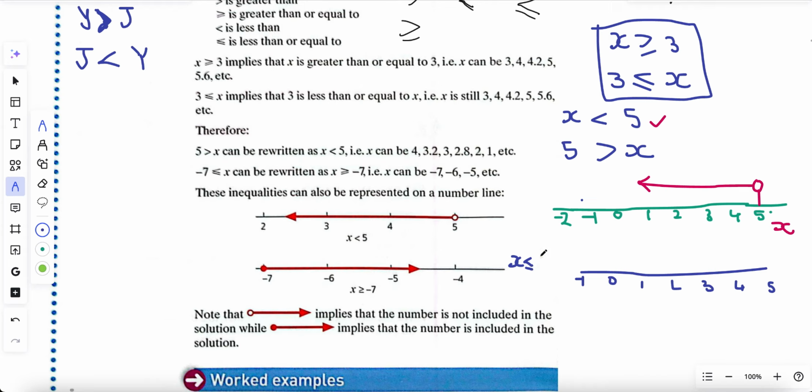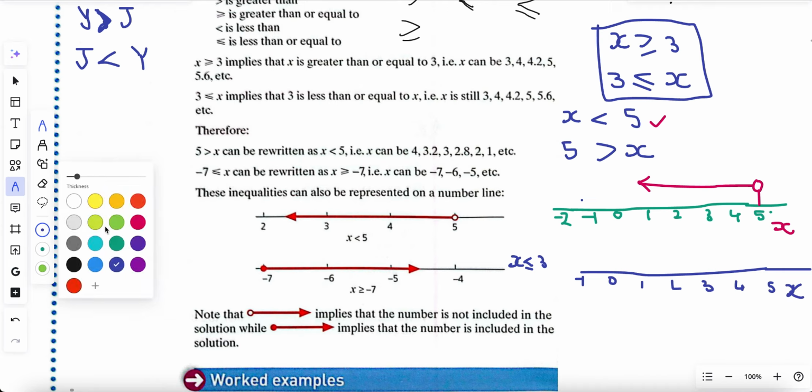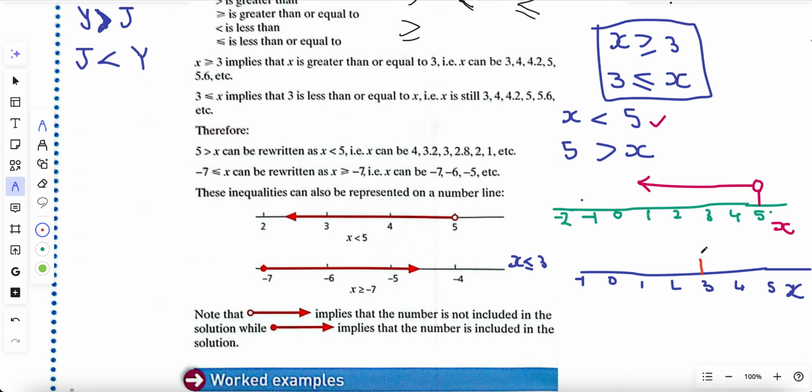How do you show it in a number line? This inequality, how do we show it in a number line? We say x is lesser than or equal to 3. You can write x anywhere here. You put your x here. Then you simply go to 3, lesser than or equal to. Now this is the difference between the first one and the second one. Since x is lesser than or equal to 3, you have to shade this circle. So for lesser than or equal to or greater than or equal to, you have to shade this circle.